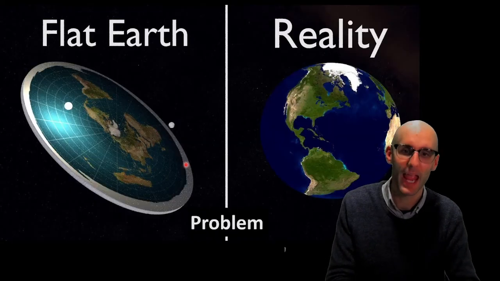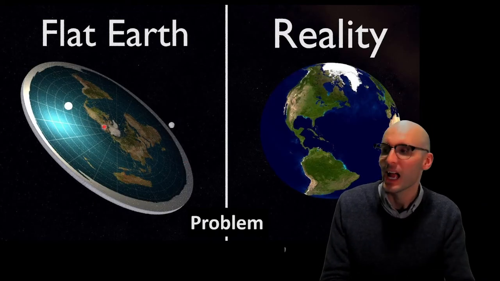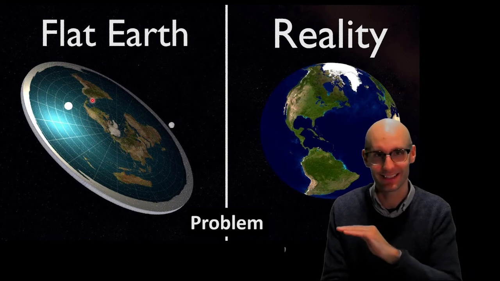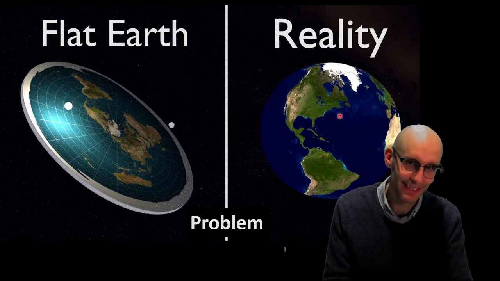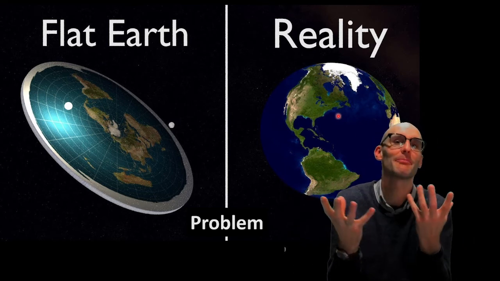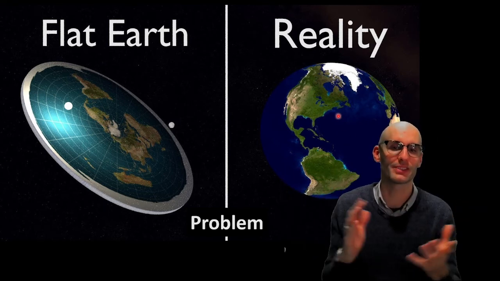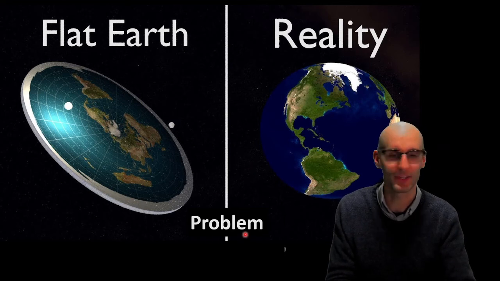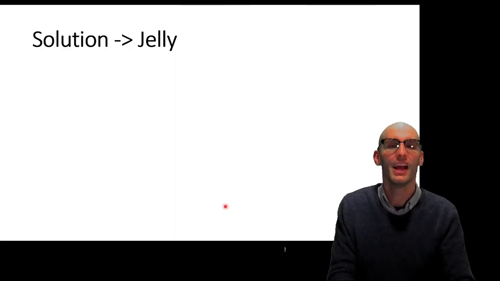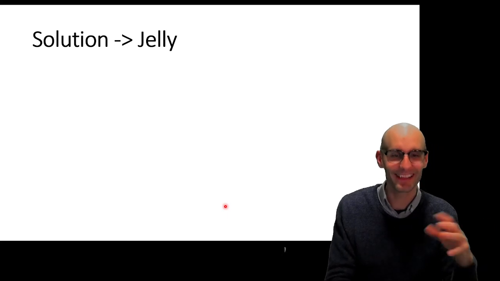Another problem. We're growing these cells in flat dishes. So the cells often adhere to a flat dish, but the reality is cells live in a three-dimensional space supported by extracellular matrix, right? So that's another problem. The vast majority of cell culture is in flat dishes. The solution is jelly.